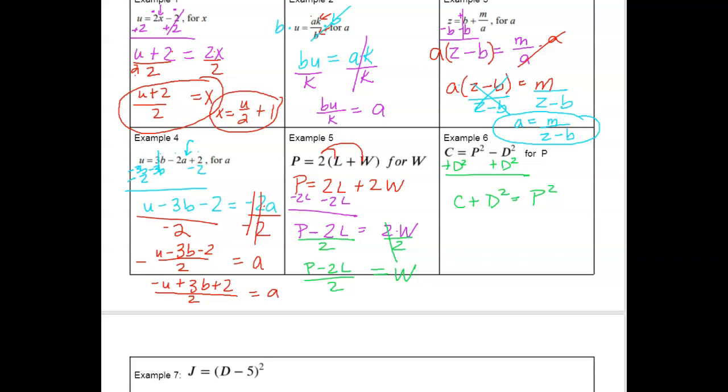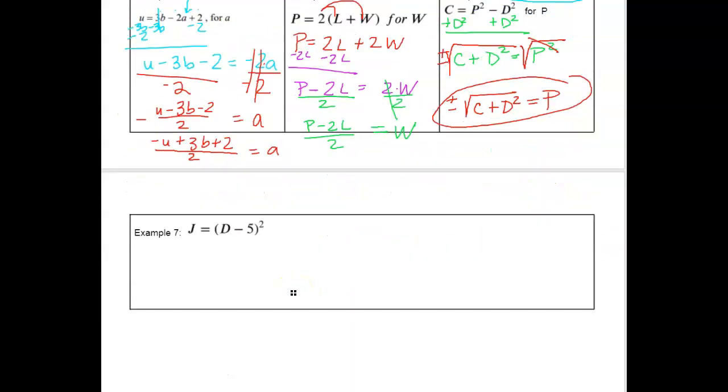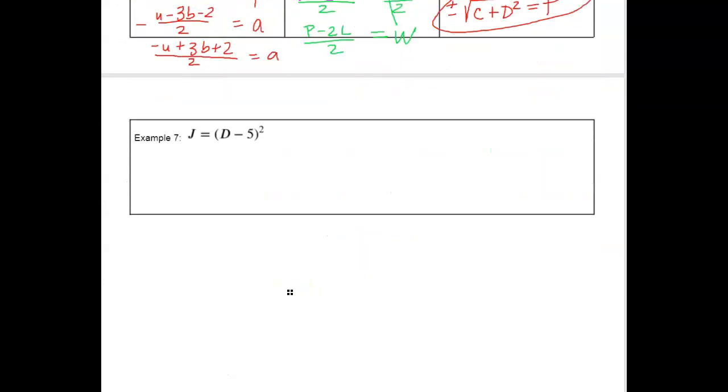So now, the opposite of squared, we've seen this when we solved, is to take the square root. And what you have to realize is when you take a square root, remember, it's plus and minus. So those cancel, so you get P equals plus or minus the square root of C plus D squared. A lot of people forget the plus and minus when you have the square. Okay? It's partial credit.